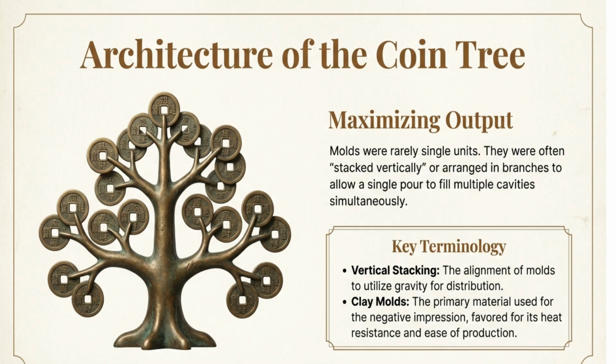To maximize output, ancient molds were often stacked vertically or arranged in branches to form a coin tree. This allowed a single pour to fill multiple cavities simultaneously. Clay molds were favored for their heat resistance and ease of production.